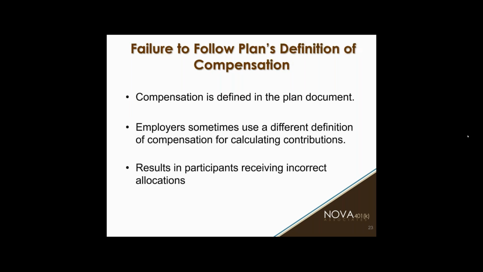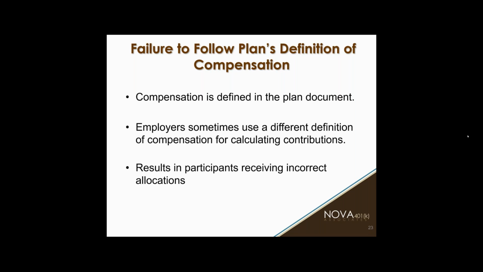Okay, so what are some of the types of problems in following your plan document? Again, compensation is one of them. Failing to follow the definition of compensation. What compensation is available for salary deferrals for your participants? What the matching contributions are based on is defined in your plan document. All right, and most of NOVA's plan documents would generally define compensation as gross compensation, right? But sometimes employers are not aware of what's in the document, and they're following a different definition of compensation, like maybe one that excludes bonuses, right?